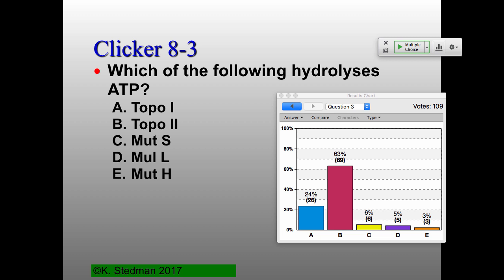Topo 1 versus Topo 2. Topo 1 is actually cutting and religating the DNA, but it's that OH which it provides, puts in, and just an exchange reaction which takes place. You don't need any ATPase for that. So, you do need it for Topo 2, which is literally pulling those two strands apart and putting them back together. So that's what you need ATP for.